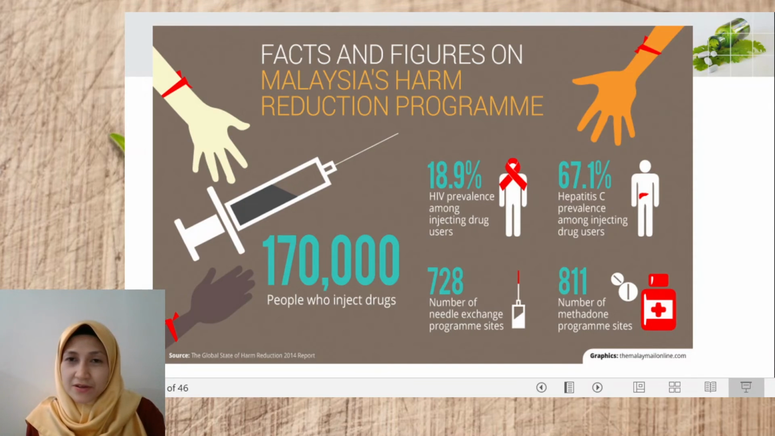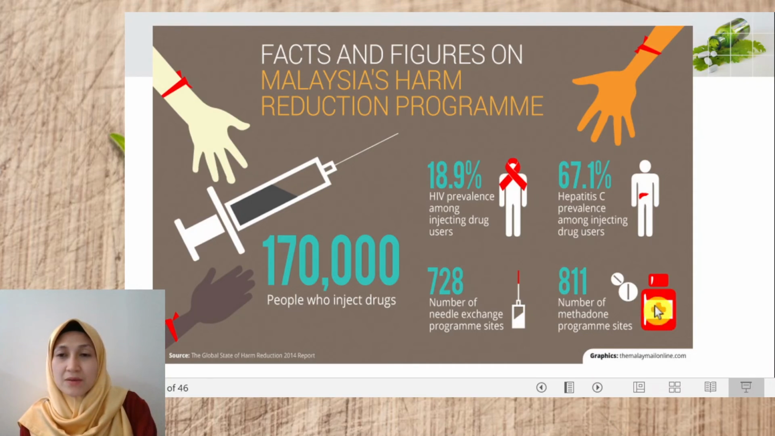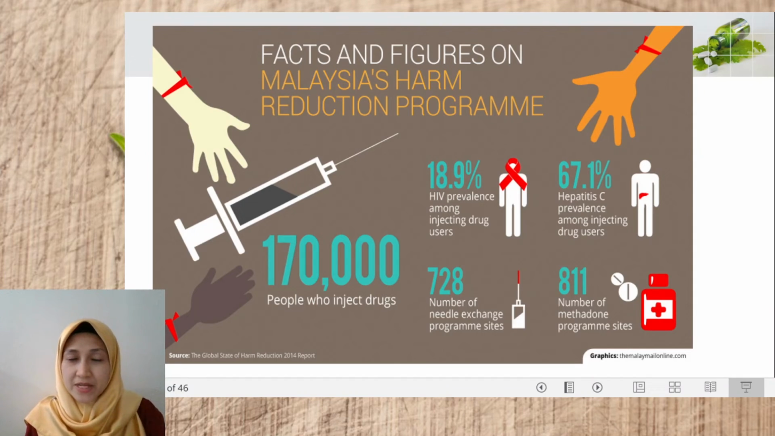So these are the facts and figures on Malaysia's harm reduction program. We have discussed briefly before, from 170,000 people who inject drugs, 18.9% have HIV. 67.1% have hepatitis C. During this time, which is a bit outdated, in 2014, we had 811 methadone program sites. And I think the number has already increased by now. So we have a lot of methadone program sites, which include the ones from the Ministry of Health, and we also have private clinics who have this program as well.